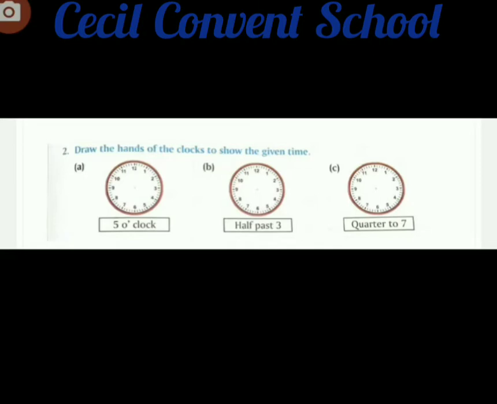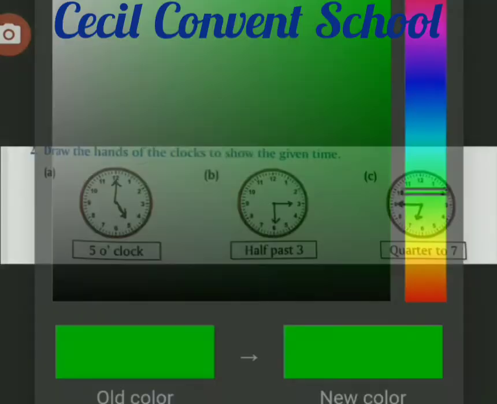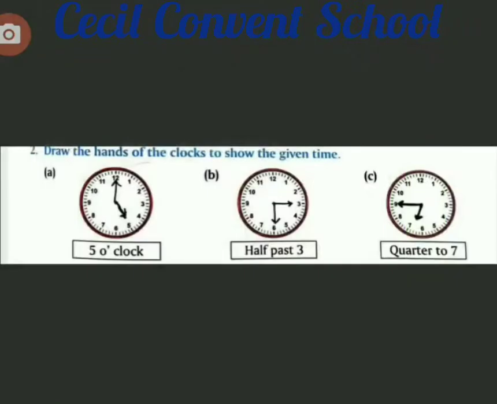So the bigger hand, meaning the minute hand, will come on 6, and the shorter hand should be between 3 and 4. See, in this manner we do A part and B part. Clear this thing? See this one and this one also, which I explained to you. Clear? Now we do C part.